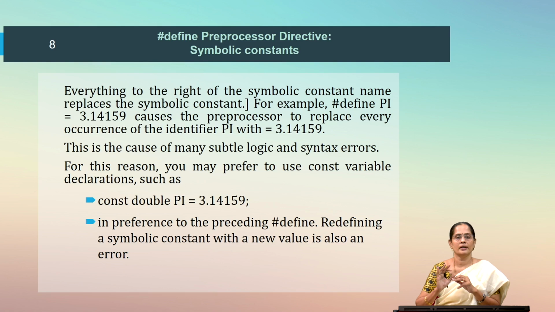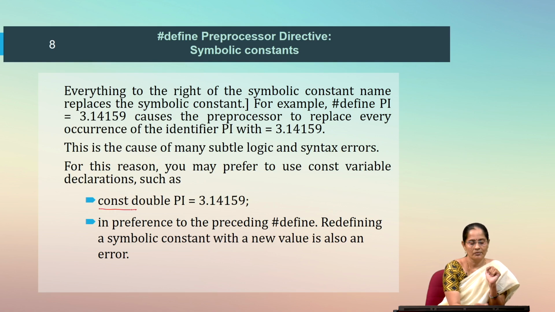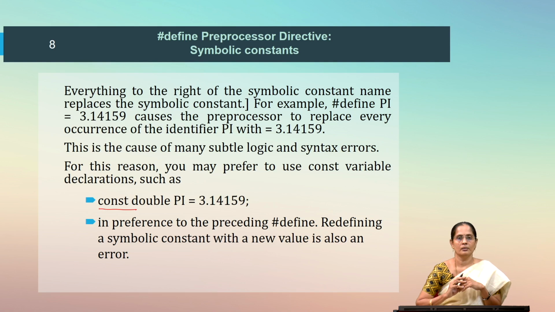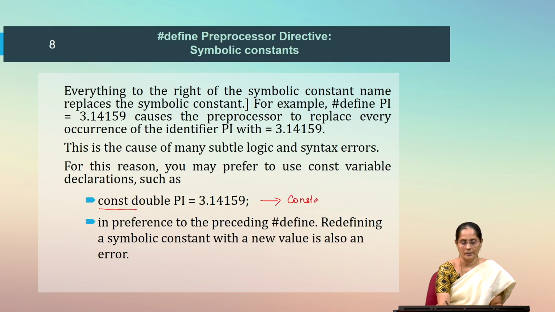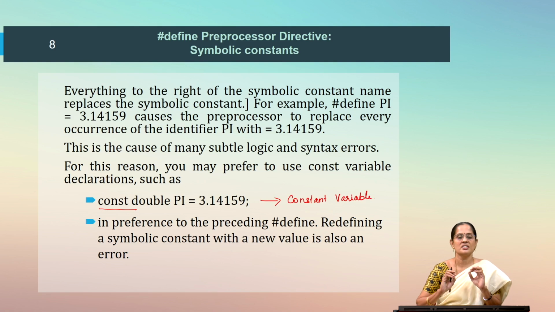If we are declaring the pi value as a constant type variable, the const keyword can be given before, as a prefix of, the pi variable declaration. In this case, it is declared as a constant variable. This may not be treated as a symbolic constant, whereas a symbolic constant will just replace the values wherever it is referred.